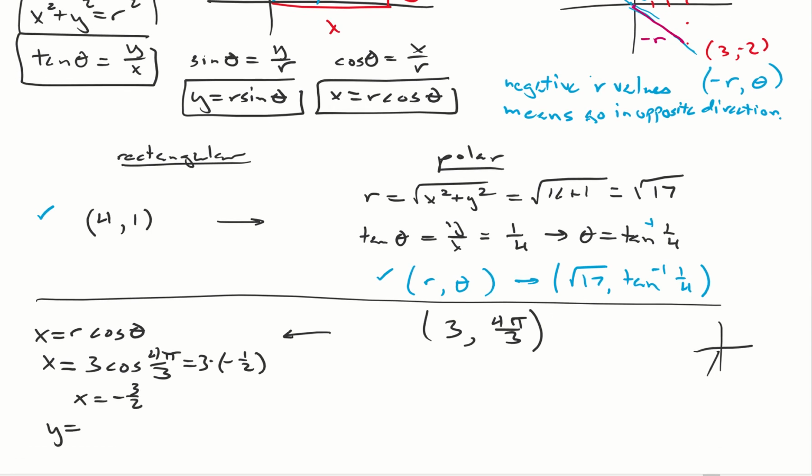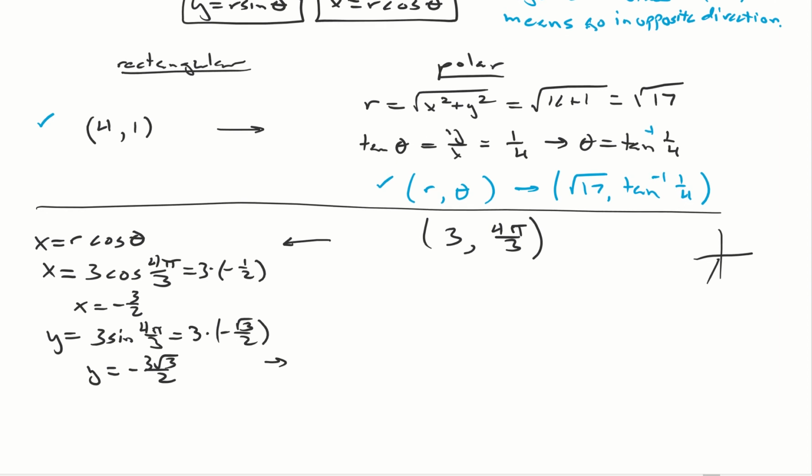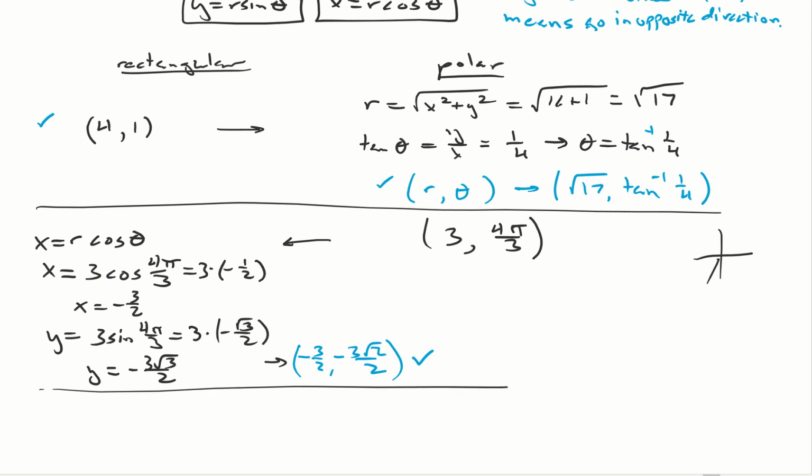Likewise, y is 3 sine of 4 pi over 3. In this case, it's 3 times a negative radical 3 over 2. And so y is equal to negative 3 root 3 over 2. And thusly, our rectangular coordinate would be written as x and y: negative 3 over 2 and negative 3 radical 3 over 2. There. So we've got going back and forth. And you can see with one example of each, I think you guys are going to be humming along with those exercises when you see them.